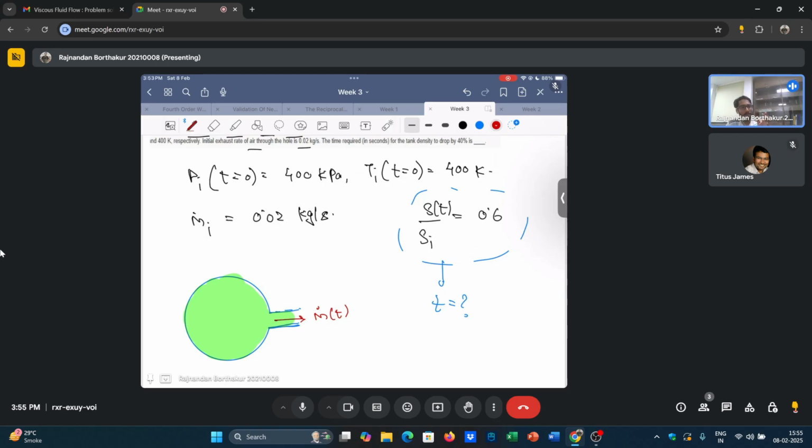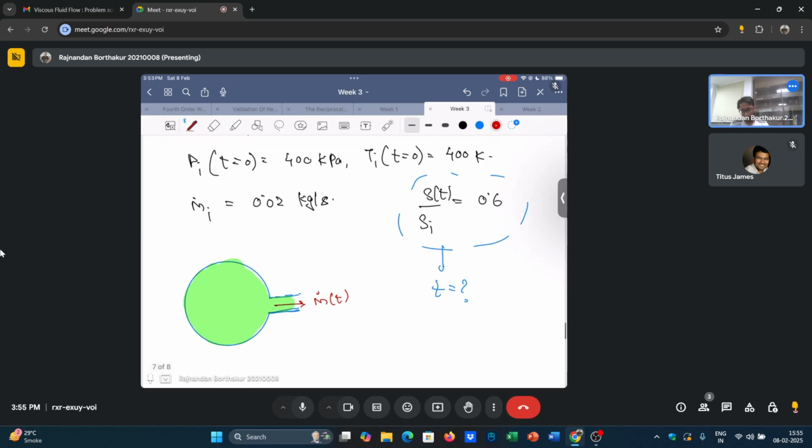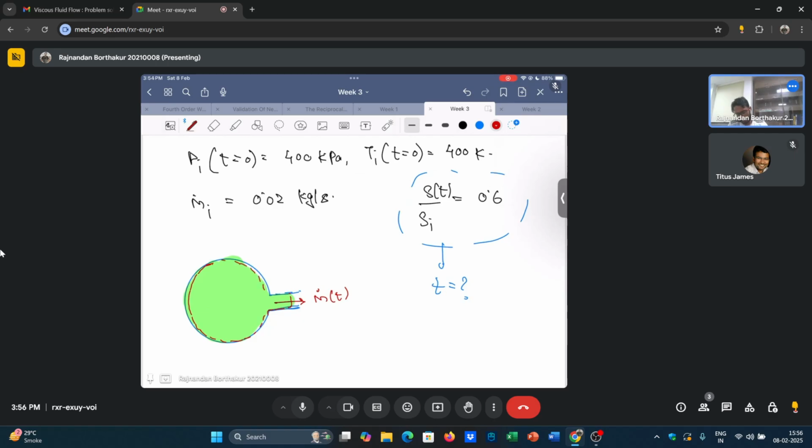We'll still apply RTT and we will still apply mass conservation, but we will see how powerful RTT is in this regard as well. Okay, so first things first, let's draw the control volume. Our control volume would be something like this. Okay, this is my control volume, and as you can see, this is the area through which your air is escaping out.